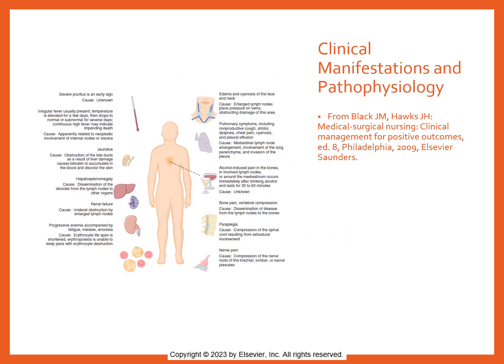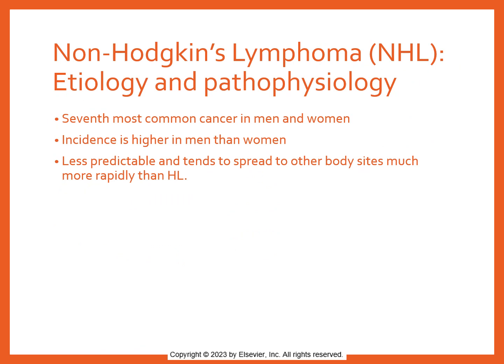Non-Hodgkin lymphoma, or NHL, accounts for 4% of all cancers in the United States. It is the 7th most common cancer in men and women. The median age of diagnosis of NHL is 50 years of age. The overall rise in incidence is believed to be related to the continued advances in the successful diagnosis and treatment of a variety of diseases.